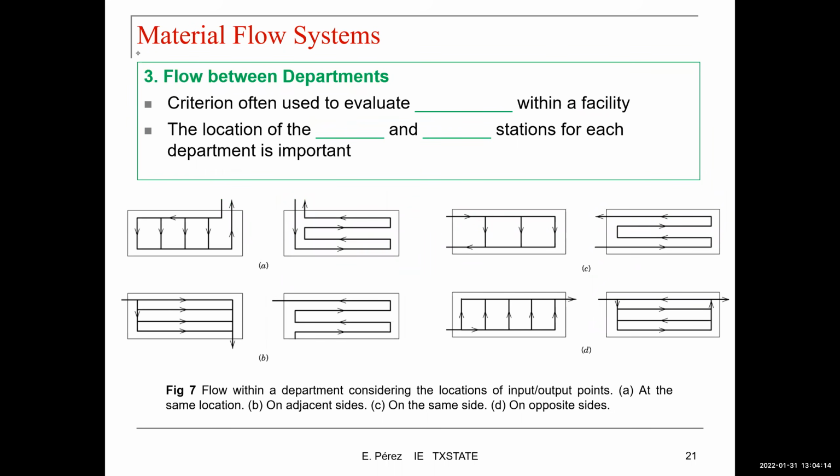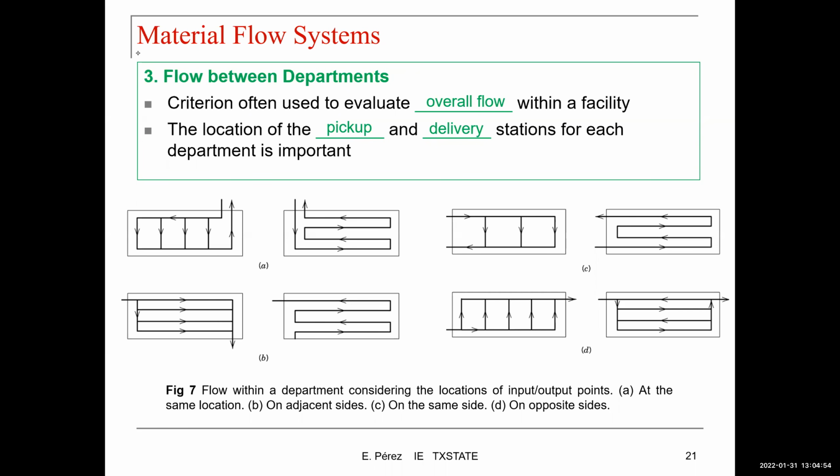And then flow between departments. So now you go outside the department, and the criterion used to evaluate the overall flow within the facility. This is what we call the flow between departments. And the location of the pickup and delivery stations for each department is important. So again, here in these examples, we don't have a specific delimitation for the departments. We just have an area that is representing the overall facility, and it's showing how the product is moving within the facility. But what you need to understand from this picture is the location of that pickup and delivery stations, right?